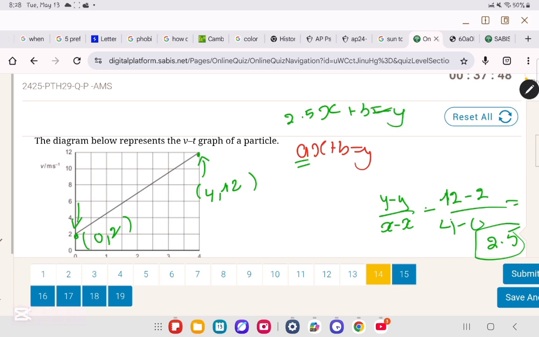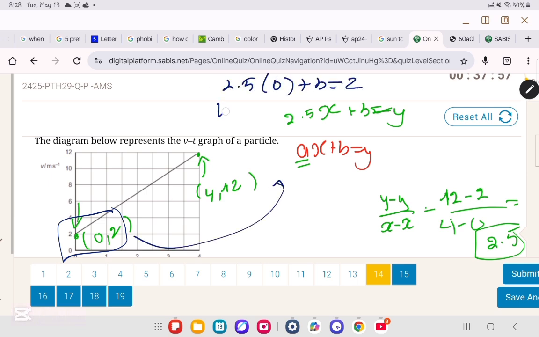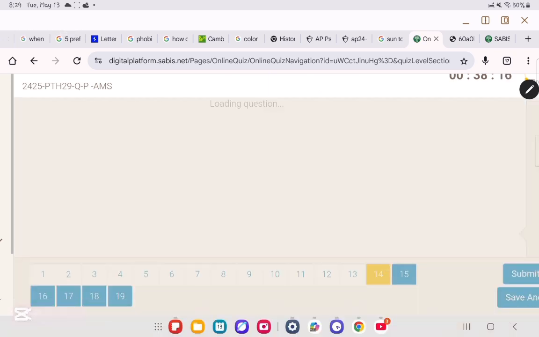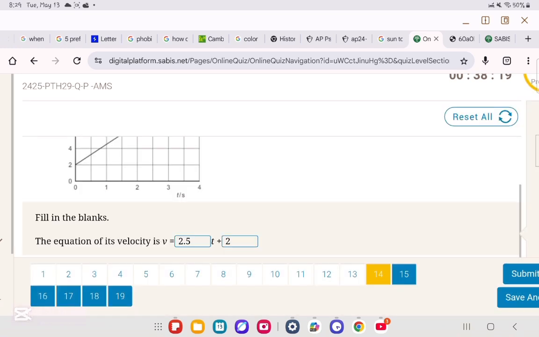Next thing you're gonna do is choose a point. For example, I'm gonna choose the point 0, 2, and I will substitute it over here. So 2.5 times 0 plus b is equal to 2. That means b is equal to 2. That means our final equation is 2.5x plus 2 is equal to y. But here's the difference. You will first of all get rid of the y, and you will replace the x by t. So it becomes 2.5t plus 2. We move on to question number 15.